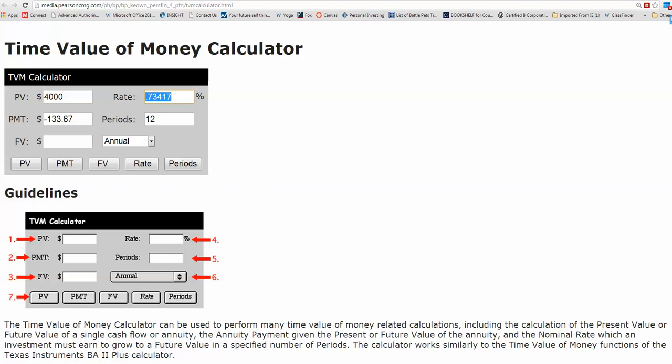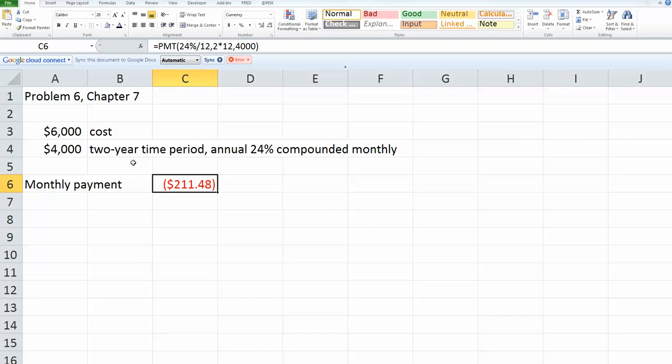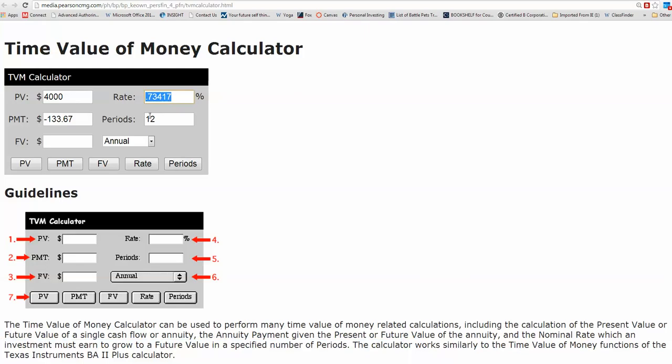So I've already forgotten my rate. It was 24% compounded monthly. So I can't enter 24 divided by 12. It won't do the calculation for me. I have to do the calculation myself. So 24 divided by 12 is 2%.